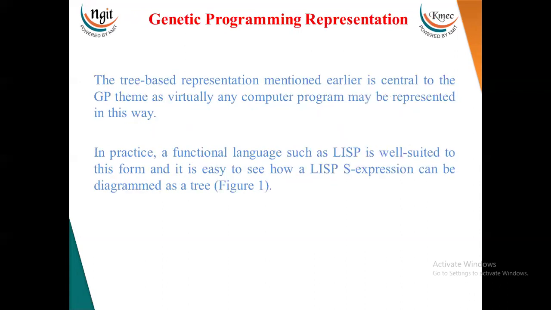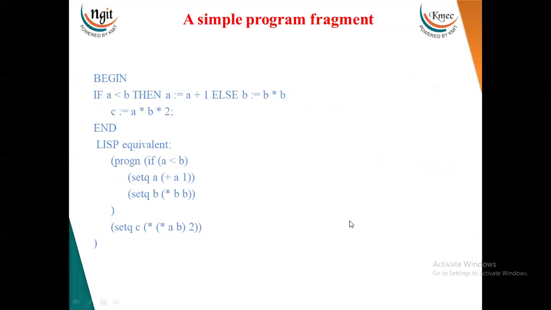So the genetic programming representation can be done as tree based. It will show in the tree based representation where we can use all the functional languages like Lisp and Lisp expressions. So for example, the complete genetic programming representation will be in the form of the tree and Lisp. So what is meant by Lisp?